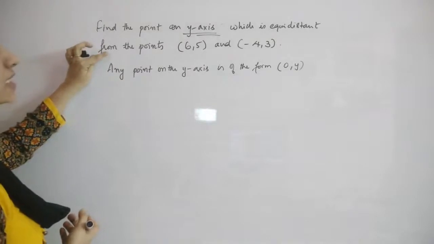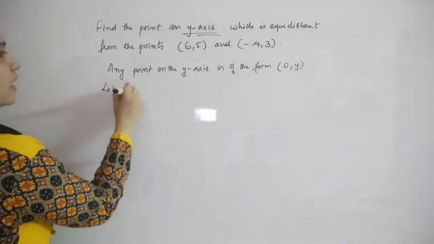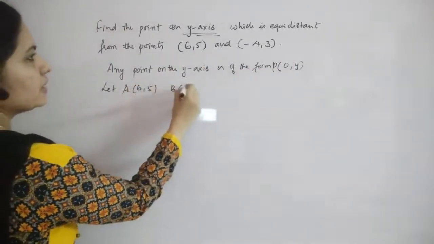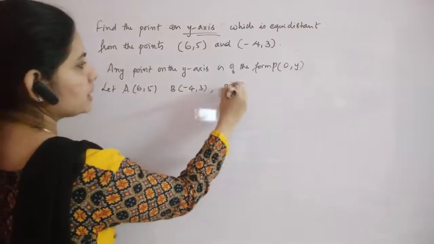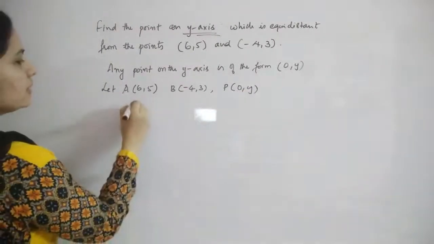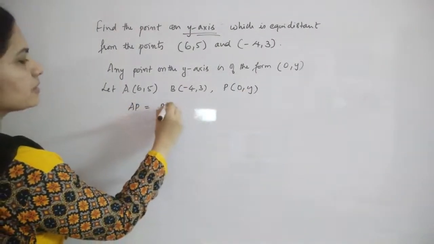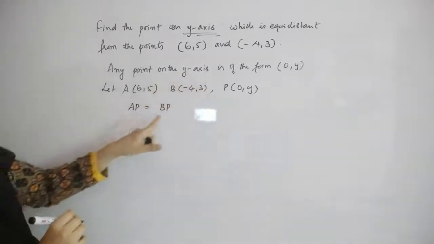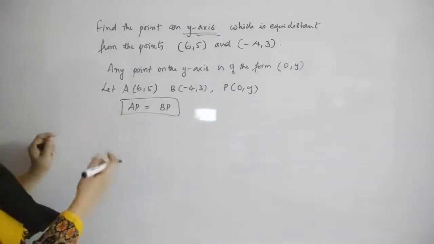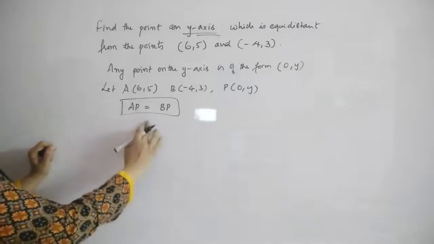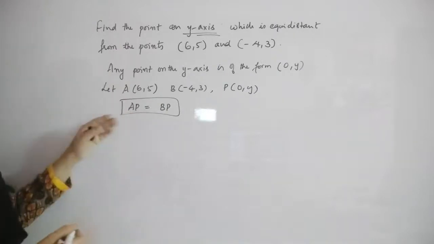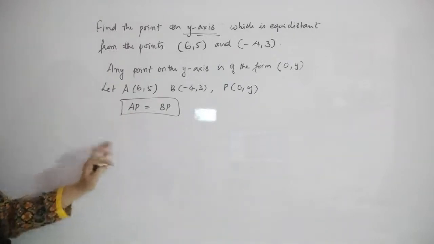Now what is the concept given? It is equidistant from these 2 points. So let A be (6, 5), B be (minus 4, 3) and P be (0, y). Okay. It is given AP is equal to BP. This point is equidistant from these 2 points, means AP is equal to BP, or PA is equal to PB. Now here itself you can just square the thing, because we know that the distance formula is having a root. In order to delete that, either you can start from here itself, that is AP square is equal to BP square, or else first write the root and in the next step you just square both sides.